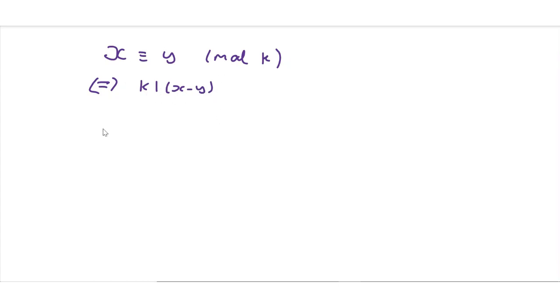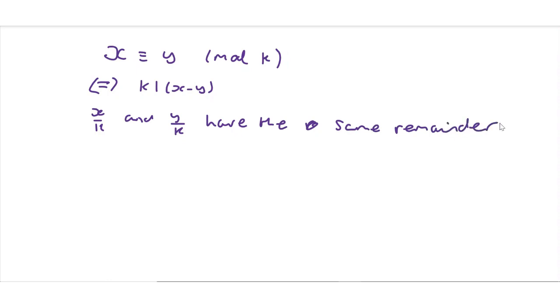Okay, so the other definition is that x divided by k and y divided by k have the same remainder. And if we write out what that really means, that means that x is equal to some integer multiple times by k plus a remainder.